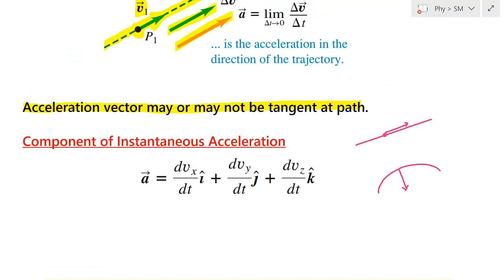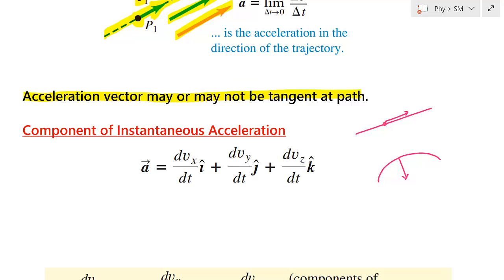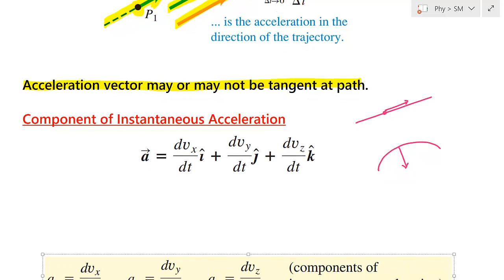So instantaneous acceleration is an important concept. When we say acceleration, generally this means instantaneous acceleration. So we never use average acceleration. Generally we use instantaneous acceleration. Now how can we write instantaneous acceleration in Cartesian coordinates? So we'll see how we can write instantaneous acceleration in Cartesian coordinates.